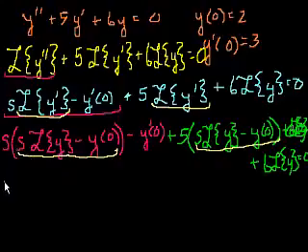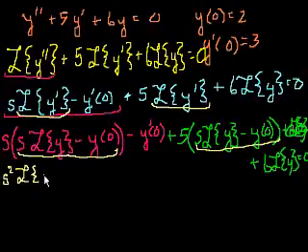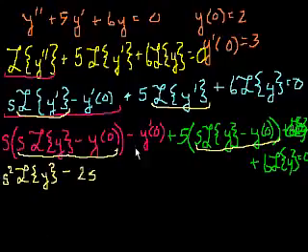So we get s squared times the Laplace transform of y. I'm going to write smaller. I've learned my lesson. Minus s times y of 0. Let's substitute y of 0 here. Y of 0 is 2. So s times y of 0 is 2 times s. So 2s. So I distribute that s. Minus y prime of 0. Y prime of 0 is 3. So minus 3.